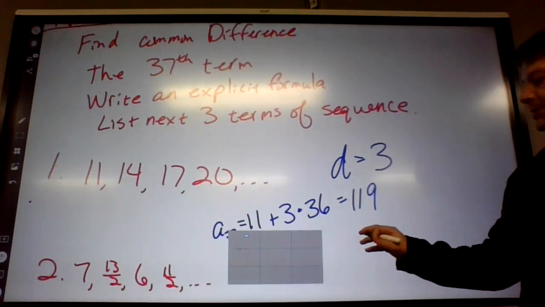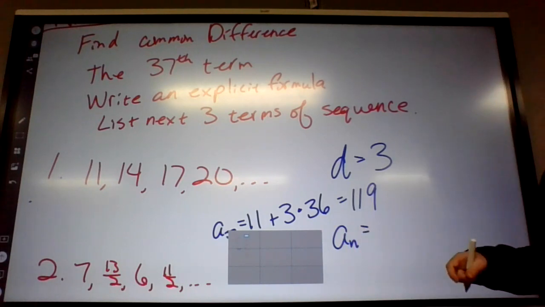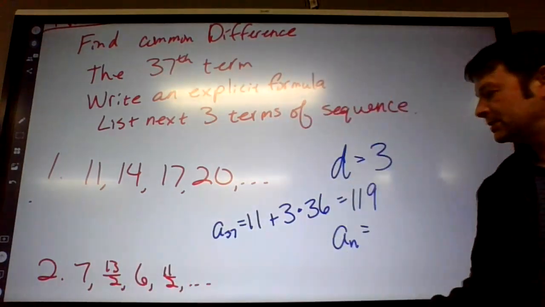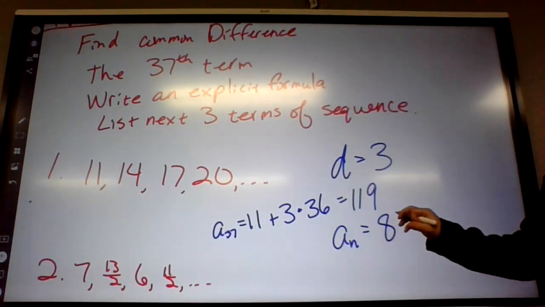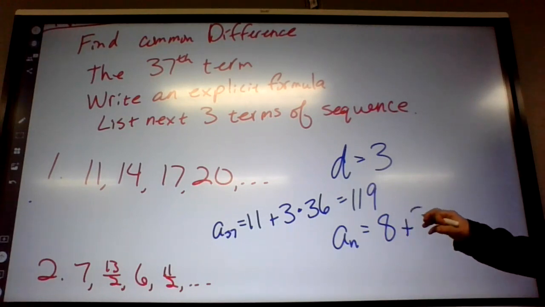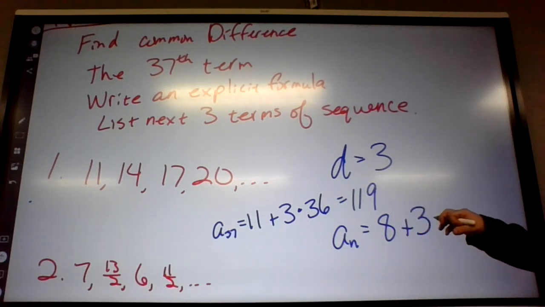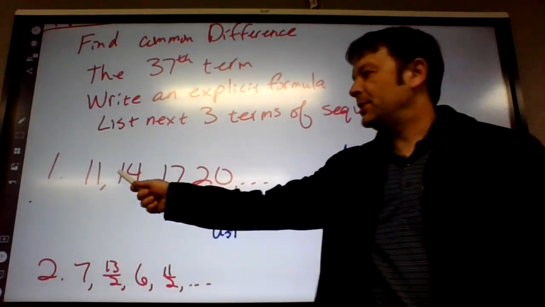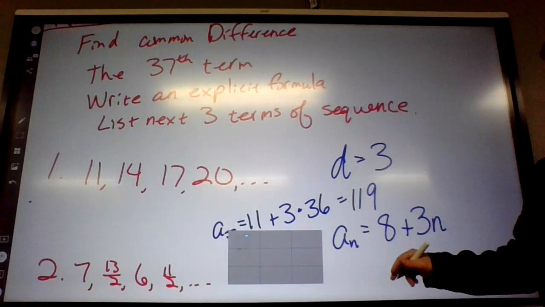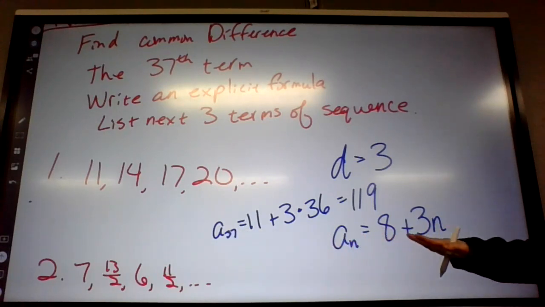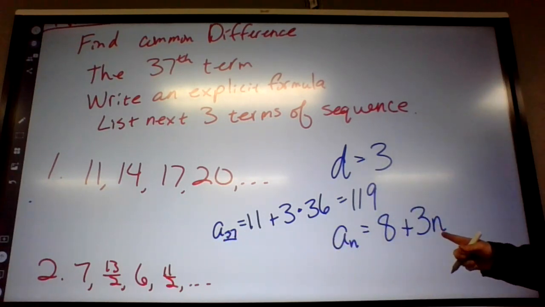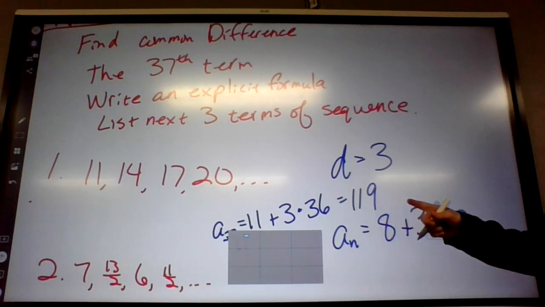Write explicit formula. So explicit is the one where you back up one step. So if the pattern's plus 3, what would come right before 11? 8. So you do 8 plus 3. How do we add 3 over and over? Times n. Because when n is 1, you're going to add 3 once. When n is 2, you add 3 twice. And that gives you these terms. By the way, if you are good at writing the formula, you could do this first, and then you could go back and plug in 37 right here to find this answer. That's another option.